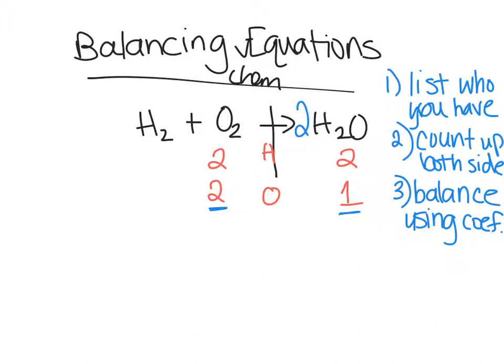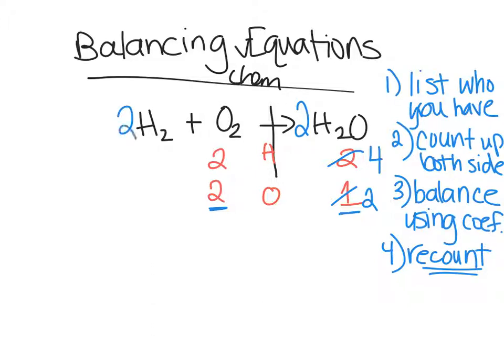Once I do that, you have to recount. That is the most important step. Once I've done that, it didn't just affect my oxygen. Now I have 4 hydrogens, and I have 2 oxygens. You guys see that? So how can we fix it on the other side? Who can we put a big 2 in front of? The H2, yeah, so we can put a big 2 here. Recount. Now I have 4 hydrogens, and I'm balanced.